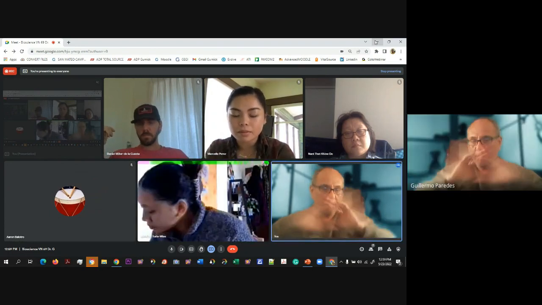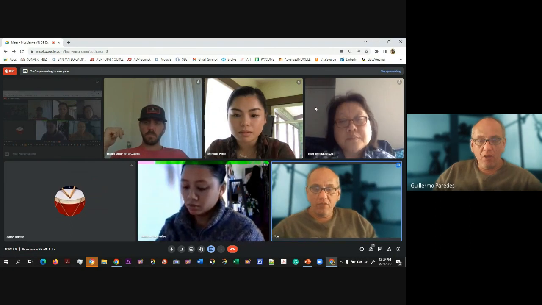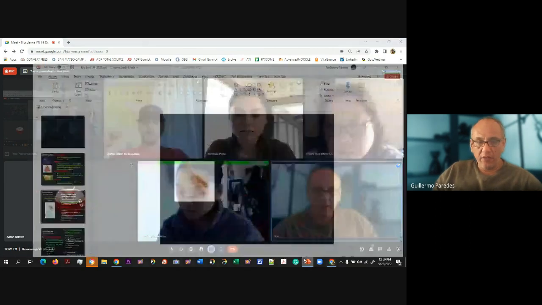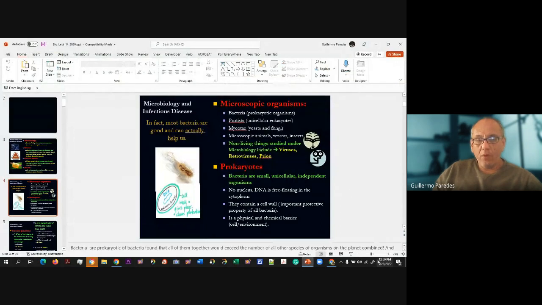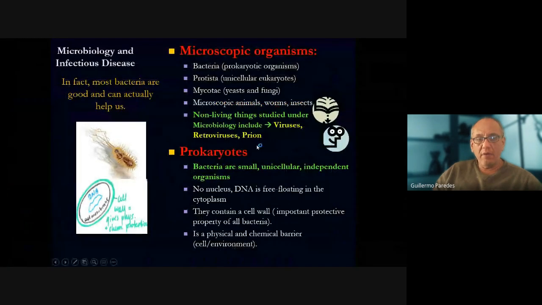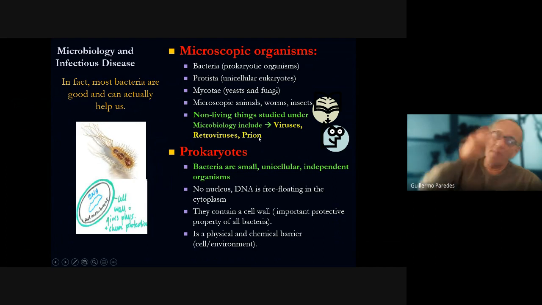So remember from now on, the virus is not a living organism. Here we have worms, insects, animals, other ones. The non-living things studied under microbes include viruses, retroviruses, and prions. A prion is an abnormal protein that acts like a machine that is going to replicate, but it doesn't have the other characteristics to be alive. So prions are not alive, retroviruses neither, viruses neither. They are not considered living organisms.